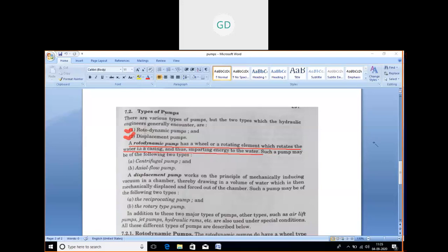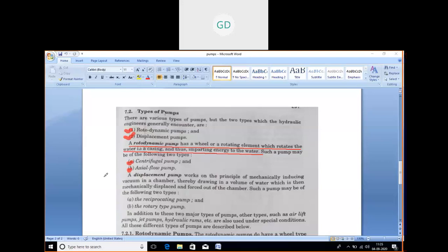It has a rotating element, and after the water goes there, the water is rotated in the casing, and the energy is imparted to the water. That is how a rotodynamic pump works. And 2 types of rotodynamic pumps are there: one is the centrifugal pump, and the other one is the axial flow pump. Then the next type is the displacement pump.